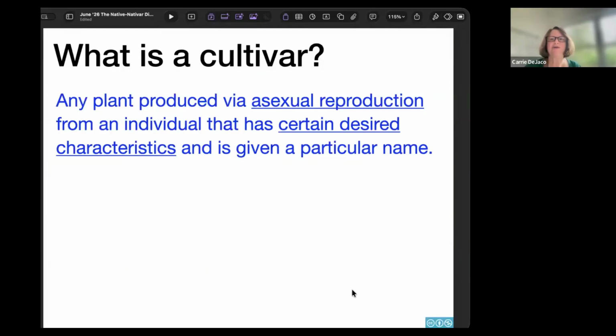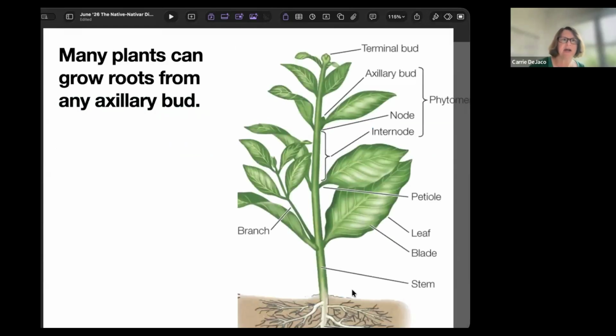Let's talk about what a cultivar is. The term cultivar simply refers to any plant that's produced via asexual reproduction from an individual that has certain desired characteristics. And these plants are typically given a certain name within their genus or species. So when we're talking about things like asexual reproduction, we're talking basically about cloning of plants. We do this whenever we are taking cuttings of plants, that is cloning a plant.